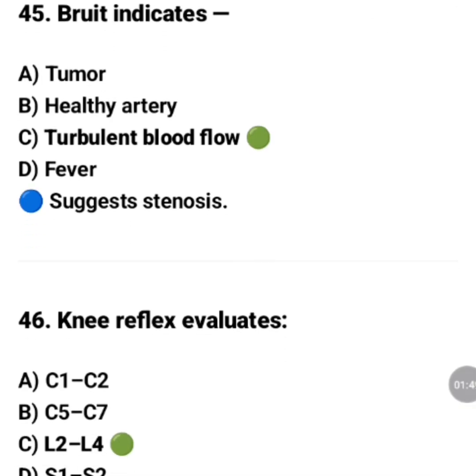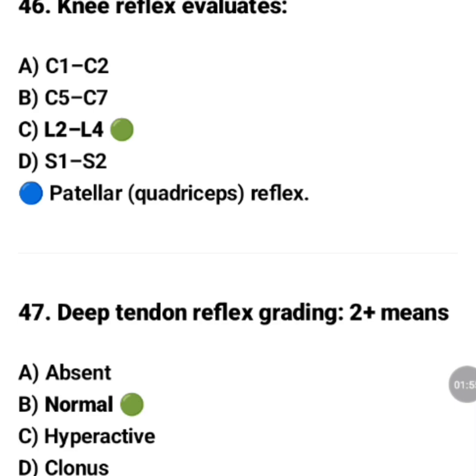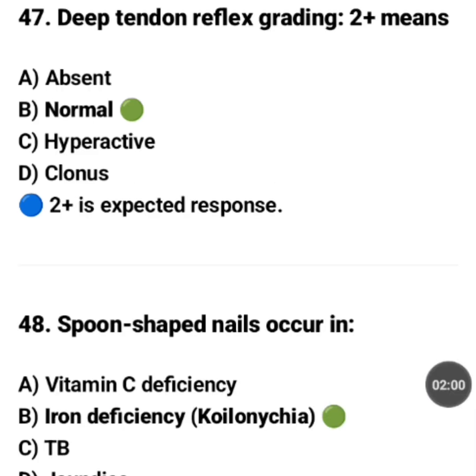Turbulent blood flow suggests stenosis. The correct answer is option C, L2 and L4. Deep tendon reflex grading 2 plus means the correct answer is option B, normal. 2 plus is the expected response.